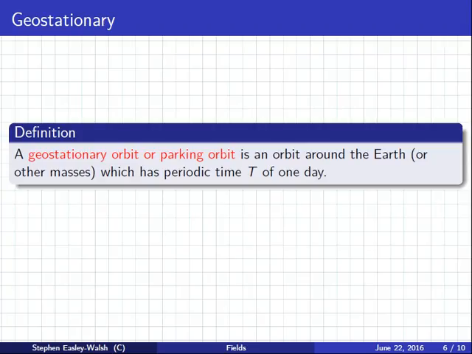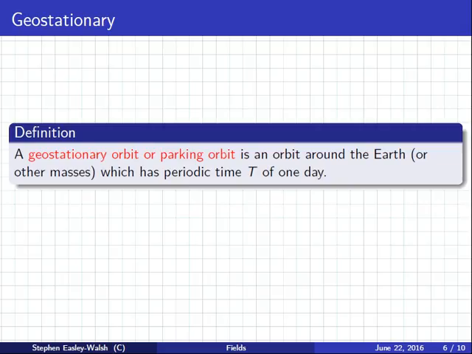Why is this important? Well, if you think about it, if you have the planet and you have a satellite above it, how long does it take the Earth to turn around on its axis completely? 24 hours. And if the satellite takes 24 hours to orbit, the satellite moves with the Earth. So the effect is, if you're standing on the Earth under the satellite, it appears that the satellite is always above you. Hence the word parking orbit or stationary orbit.